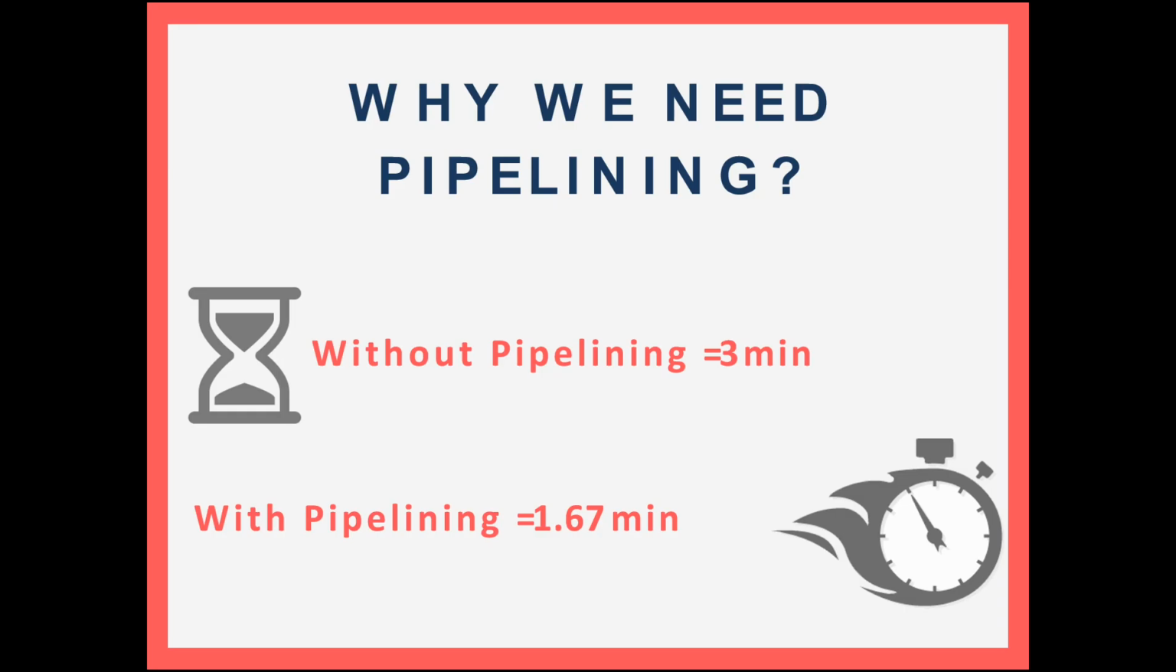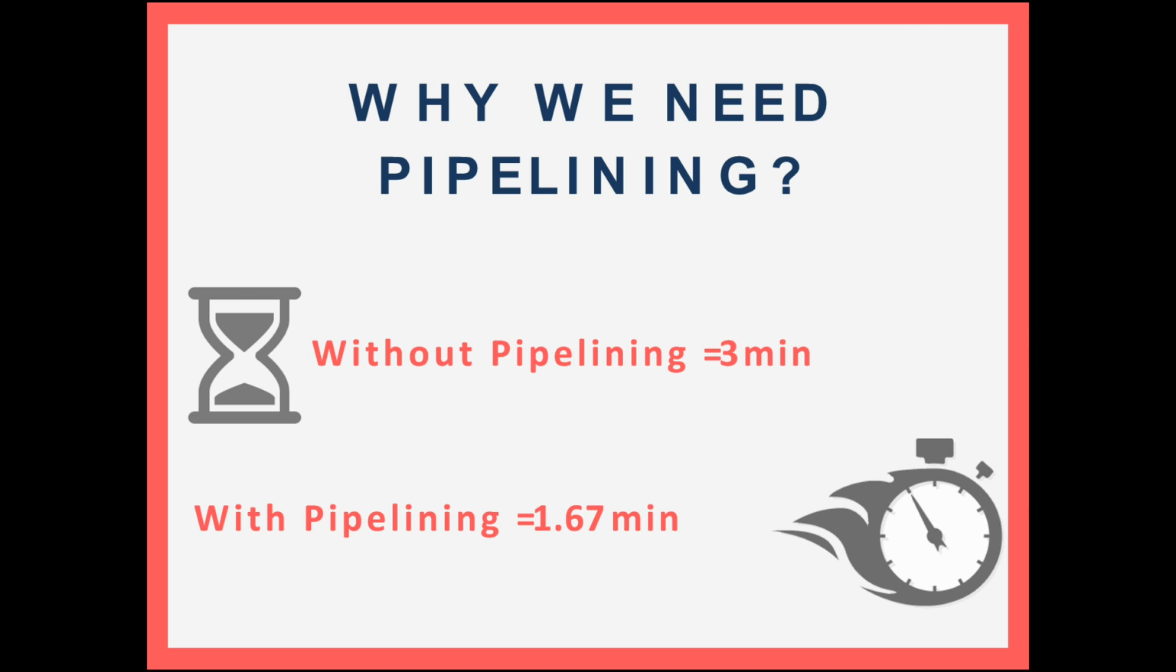So why do we need pipelining? To improve the performance of a CPU, we have two options. Number one, improving the hardware by introducing faster circuits, or number two, arranging the hardware such that more than one operation can be performed at the same time. Since there is a limit on the speed of the hardware and the cost of faster circuits is quite high, we have to adopt the second option. For this purpose, we use pipelining.